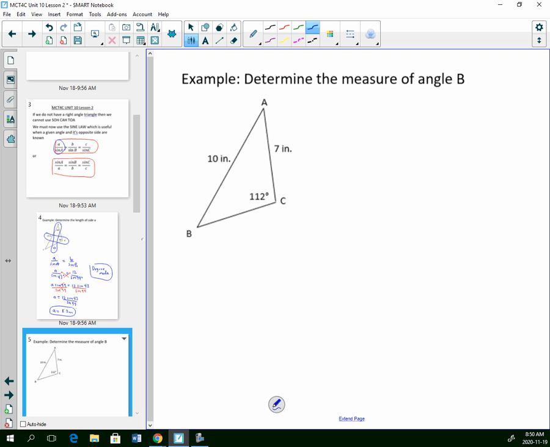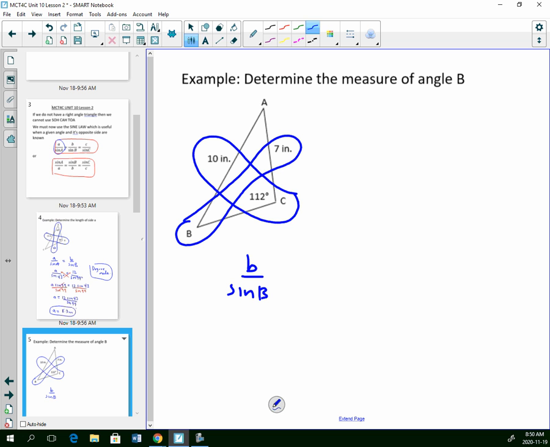We might be asked to find a missing angle. This one wants to find angle B. So I'm going to use B over sine B, and I'm given C, so I'm going to do C over sine C. I'm not going to do A because I don't need to find it and I don't have any information about A. Then we fill in what we know.